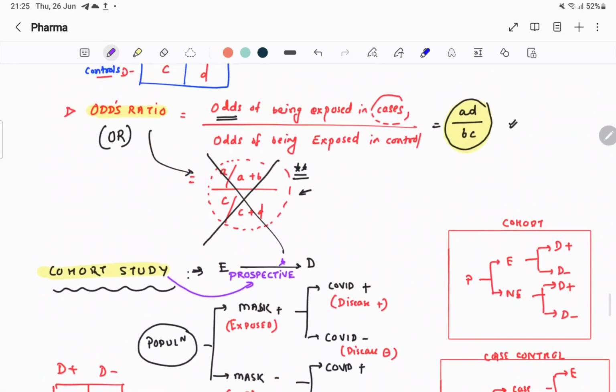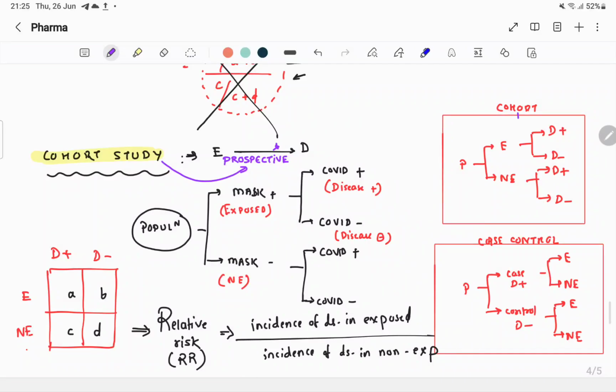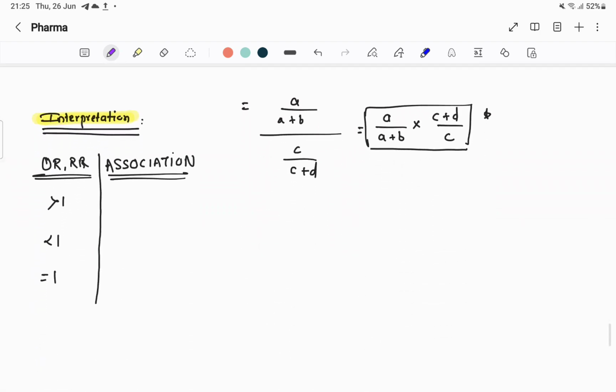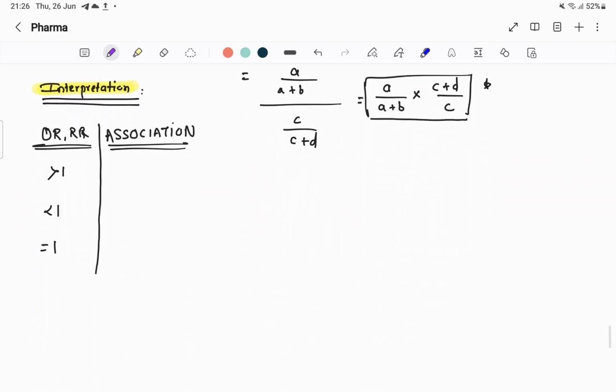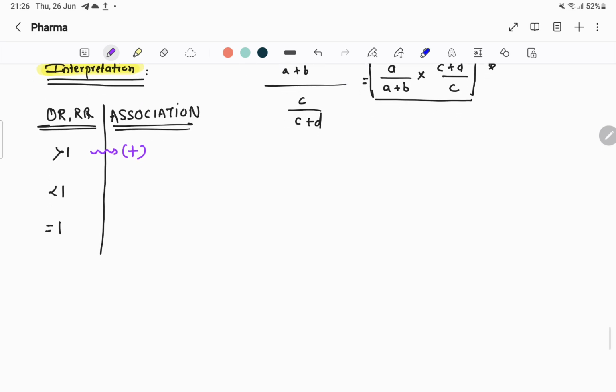So case control is retrospective, cohort is prospective. Normally, I am telling normally. So odds ratio more than 1, less than 1, equal to 1. Whenever I am telling that odds ratio is more than 1, I call it positive association. Whenever odds ratio is less than 1, I am talking negative association. Whenever it is equal to 1, no association, nil.